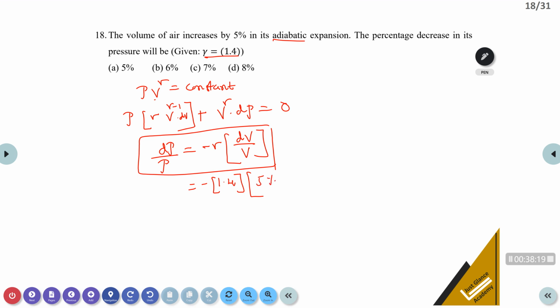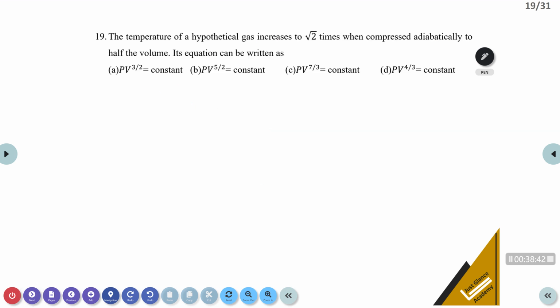Then we calculate 1.4 into 5 equal to minus 7%. Here the minus sign already represents a decrease, so there is no need to give minus 7 here. Next, 19th.